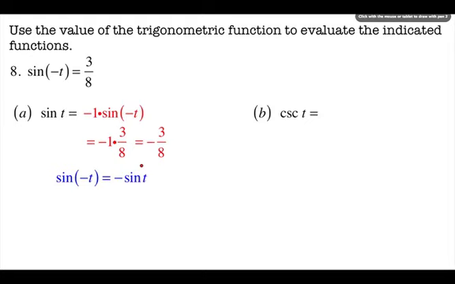Part B, cosecant of t. This is doing it the long way. Or the other way you can do it is to use the relationship between cosecant and sine, the reciprocals of each other. You already computed sine of t, which is -3/8. Cosecant of t will be the reciprocal of that. You can go from there to there, using part A.